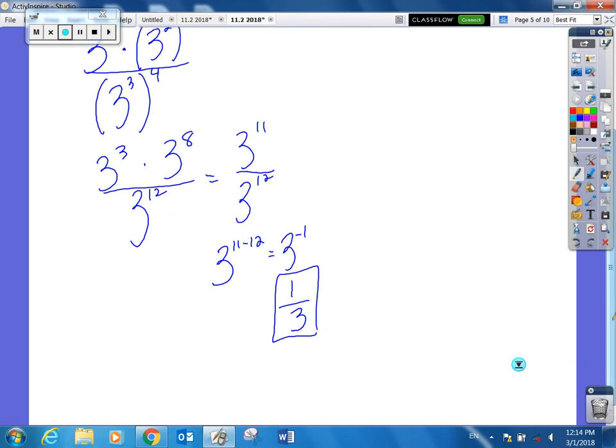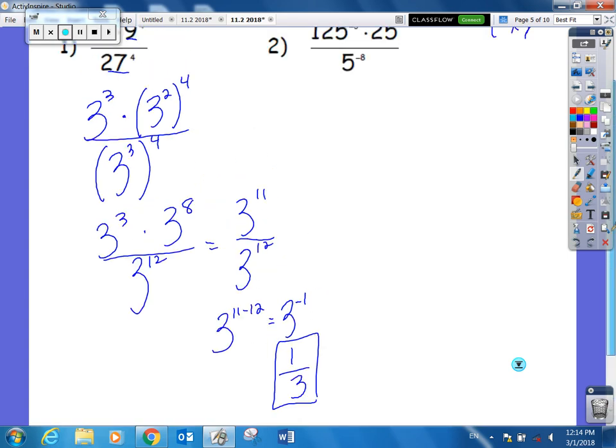Be sure you don't leave a 3 on top. It's not 3 over 3 to the first. 3 to the first is 3. So if you say 3 over 3 to the first, that's just 1. Okay, don't get confused with the 1 as the exponent.